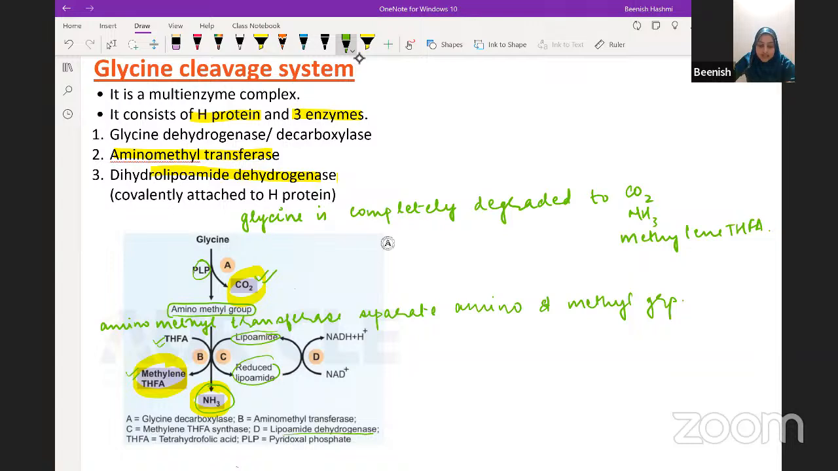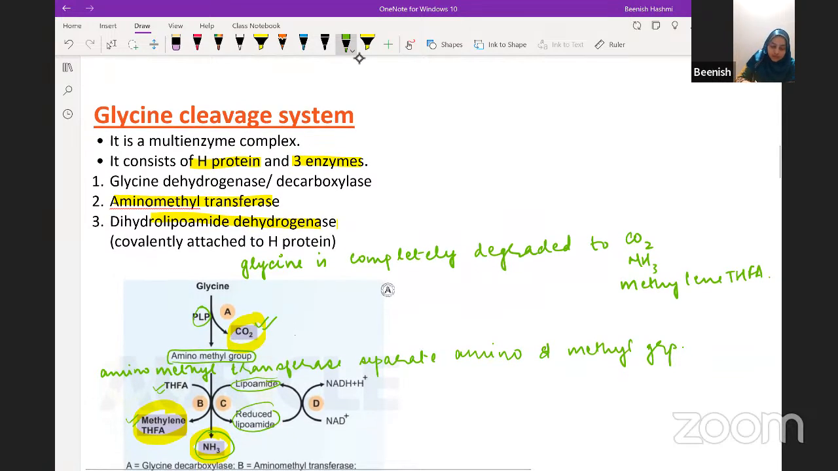So that was about the glycine cleavage system. Now all these reactions are reversible. All the reactions taking place in the glycine cleavage system are reversible. So your carbon dioxide, ammonia, and methylene tetrahydrofolic acid can all join together to form glycine. When these reactions take place in the reverse direction, it is known as the glycine synthase system. It is known as the glycine cleavage system when glycine is completely degraded to carbon dioxide, ammonia, and methylene tetrahydrofolic acid.